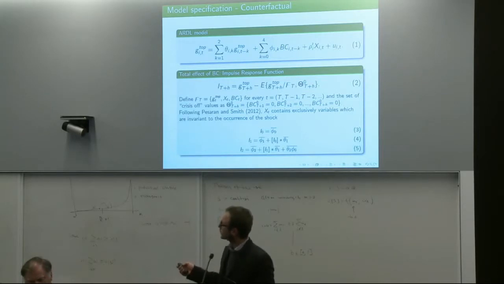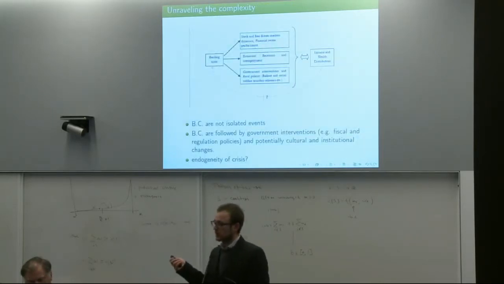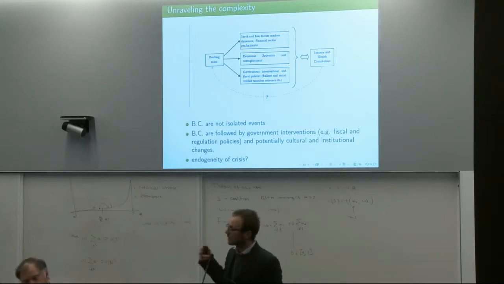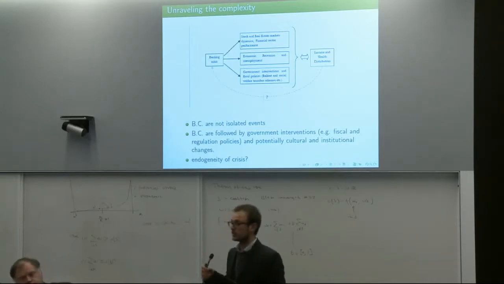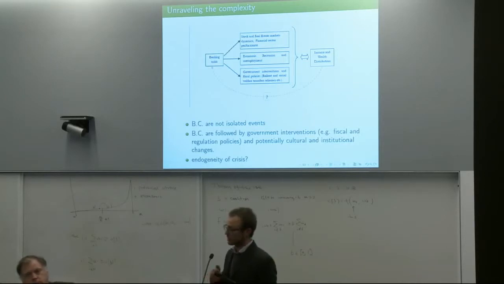This has strong implications for the model because crises are not isolated events. They occur with other types of macroeconomic shocks, with other types of macroeconomic events. So do we need to take that into account in the model? Well, according to this invariance assumption by Pesaran and Smith, we don't have to take that into account. And so we get rid of all these control variables in order to calculate the total effect of banking crisis on top income shares. Let's jump to the results because I will not have too much time to dwell on the details.